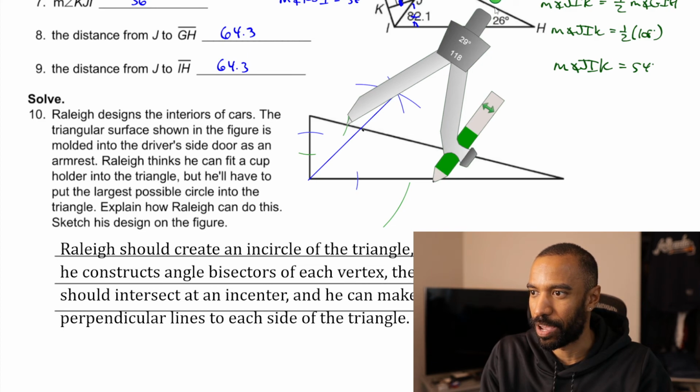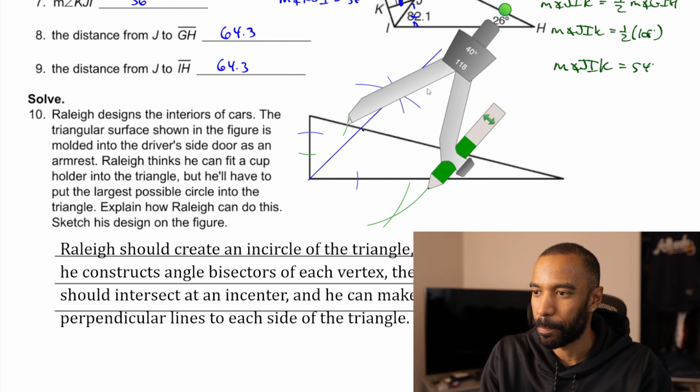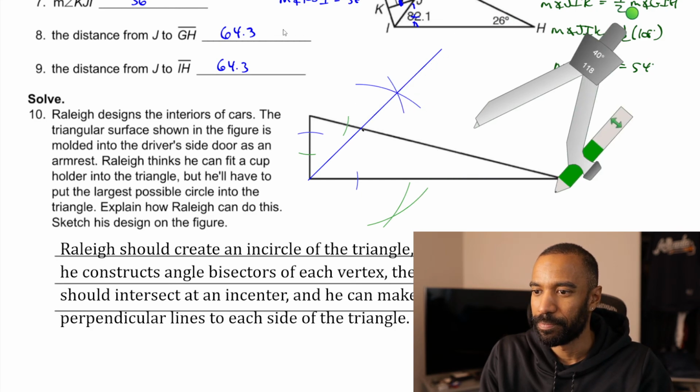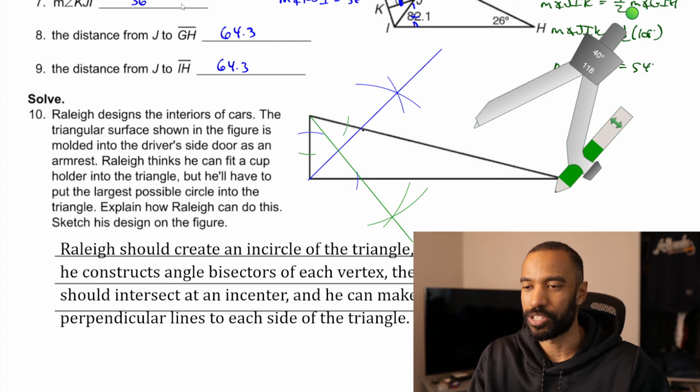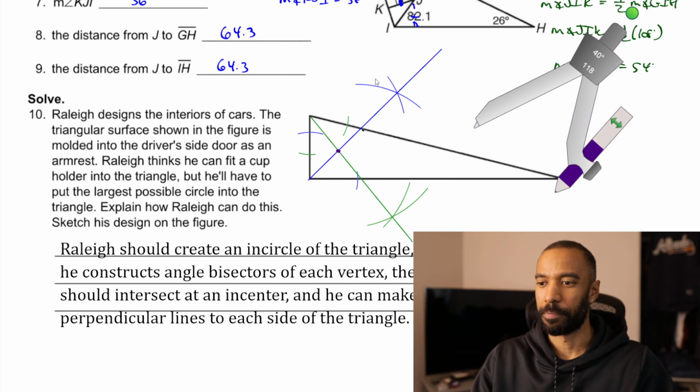I can't seem to land right on it. That'll have to be close enough. So where that intersects right there, boom. There we go. Okay. So I can now draw another line that's going to come from here out to where that intersects right there. That is the angle bisector of that angle. So where these two lines intersected is the incenter right there. There we go.